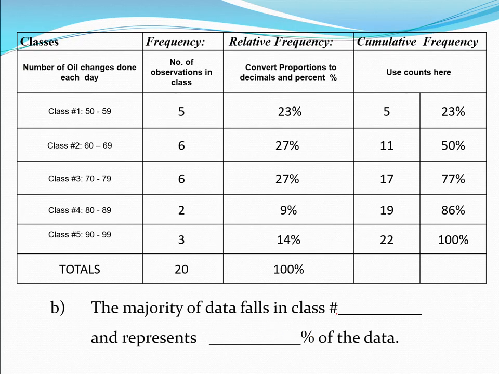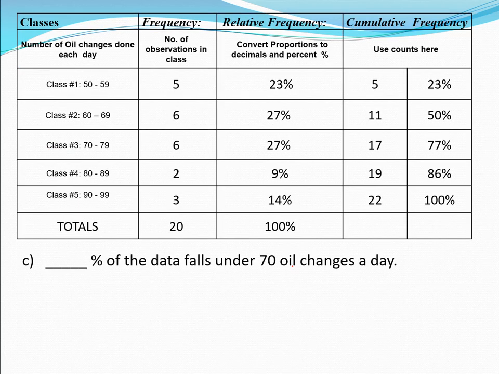The majority of data falls in class number blank and represents what percentage of the data? Well, we have 2 classes here, class 2 and class 3 both have 6 pieces of data, so it's going to be class 2 or 3, and each class has about 27% of the data. Blank percentage of the data falls under 70 oil changes. Well, it's going to be just class 1 and class 2, which means that 50% of the data falls below 70 oil changes a day. The sample size, as we know, is 22.